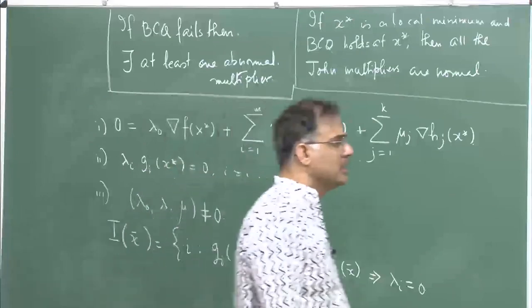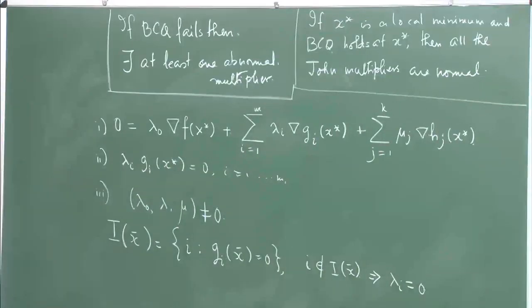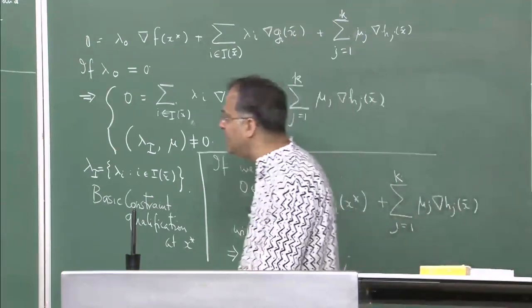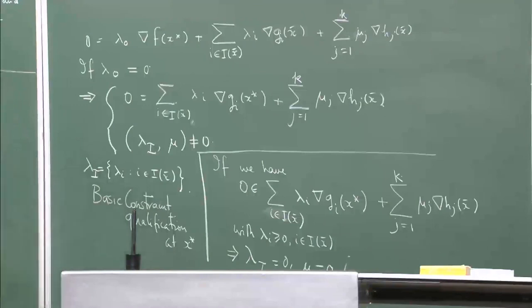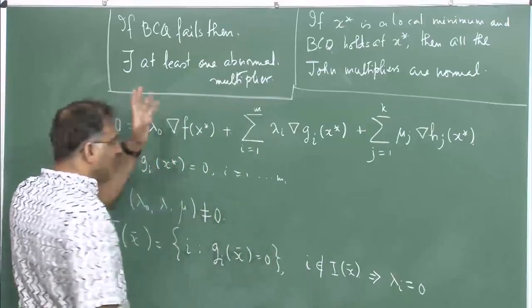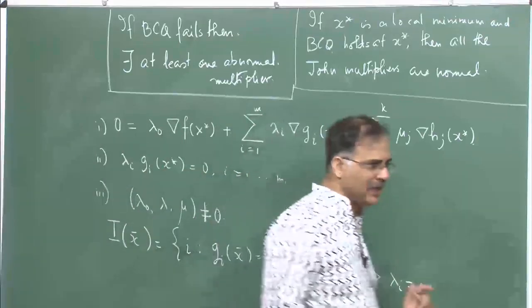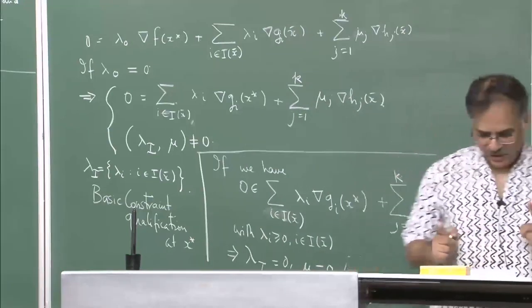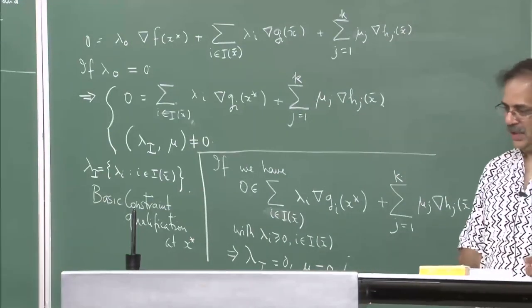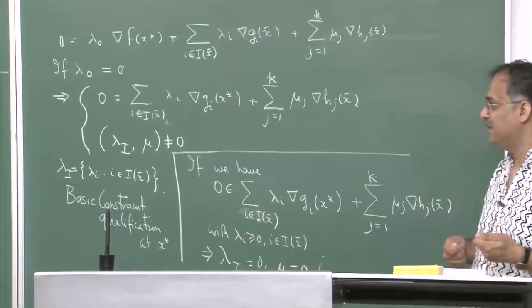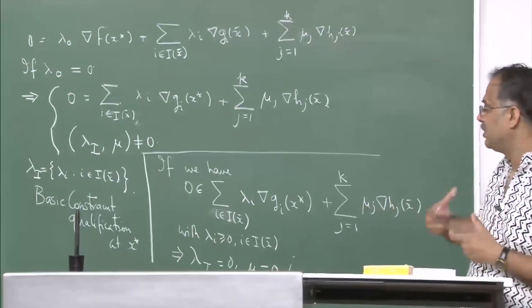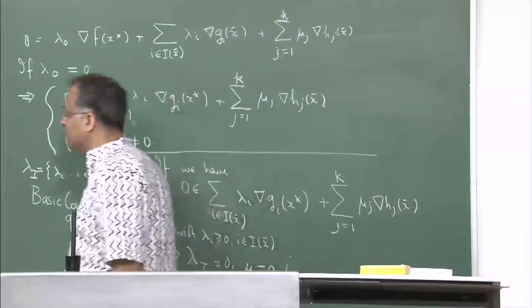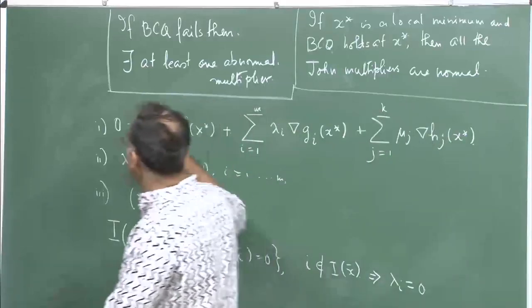Now the interesting question is, if I have a situation where my BCQ has failed and I know that there exists an abnormal multiplier, can I still show by an example that even if I have an abnormal multiplier, I can find another set of multiplier vectors, another set of lambda naught, lambda, mu, for which lambda naught would be strictly greater than 0, corresponding to the same point x star. So if BCQ fails, we say x star is an irregular point.